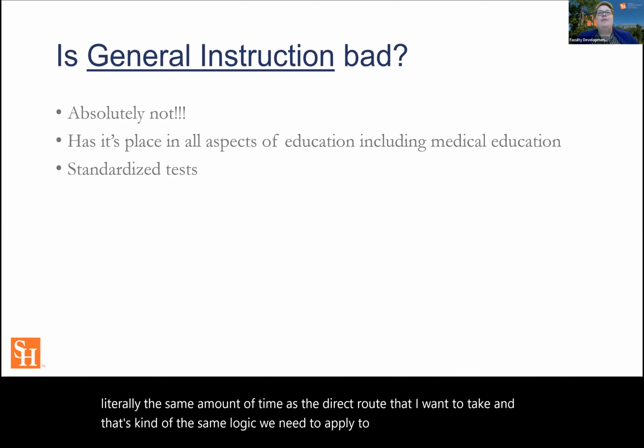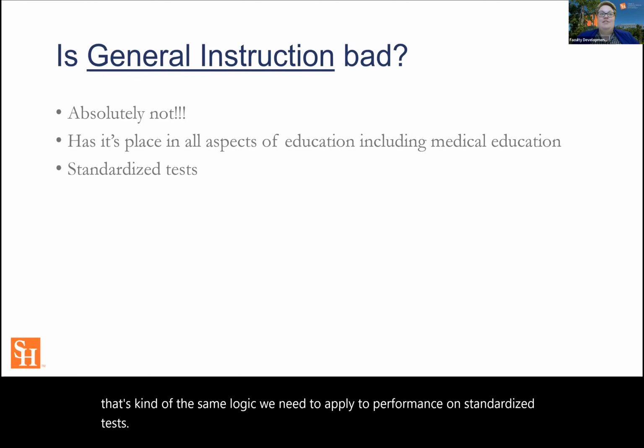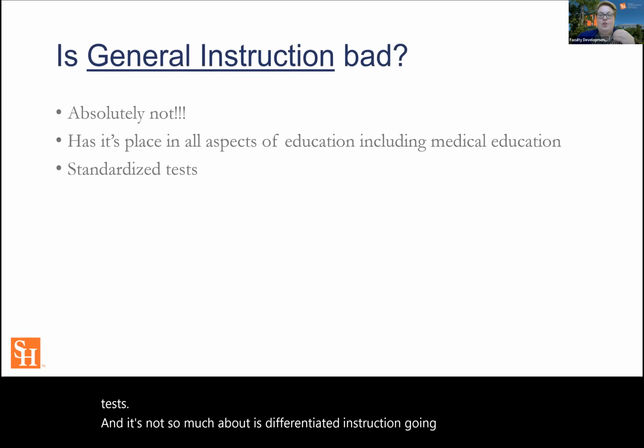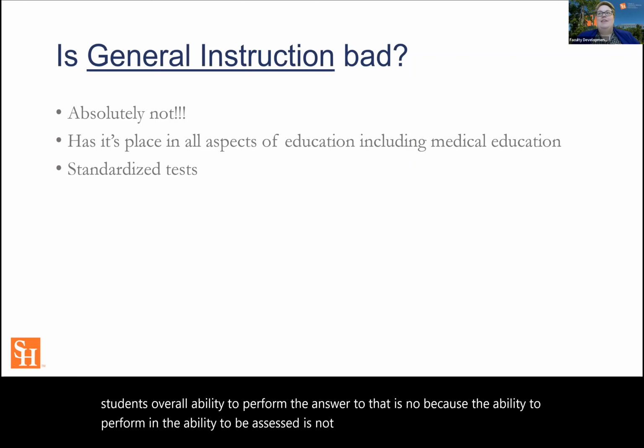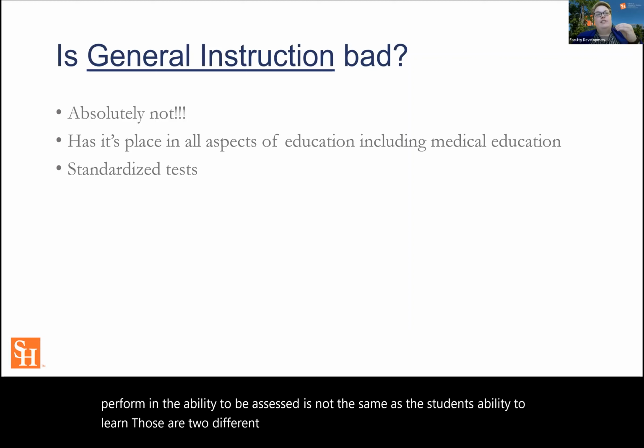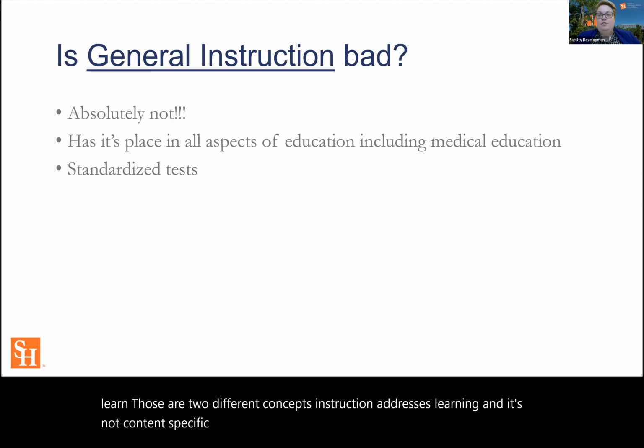It's not so much about: is differentiated instruction going to detract from a student's overall ability to perform? The answer to that is no, because the ability to perform and the ability to be assessed is not the same as the student's ability to learn. Those are two different concepts. Instruction addresses learning, and it's not content specific. Okay, so you're going to use general instruction. What is like a best practice for that?